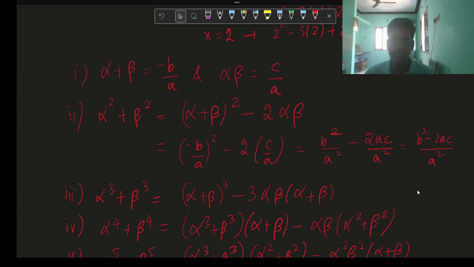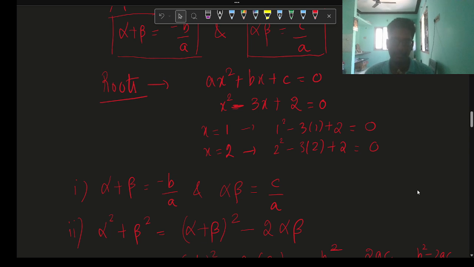For example, if you see ax square plus bx plus c is equal to 0, and I have taken the example equation x square minus 3x plus 2 is equal to 0. So I have to get the sum of the roots, which is 3, and the product of the roots, which is 2. Okay. So the sum of the roots is 3 and the product of the roots is 2.